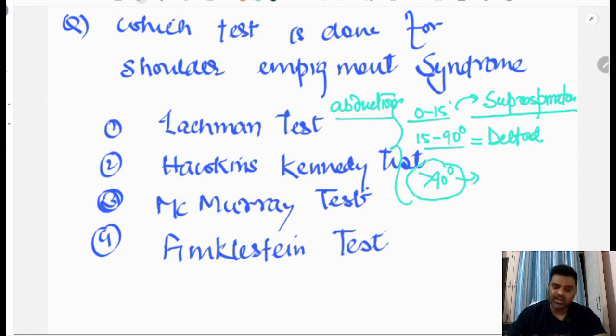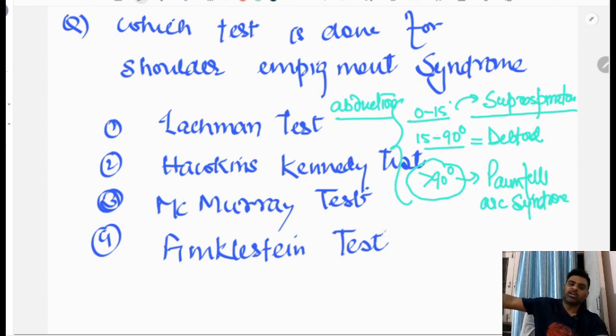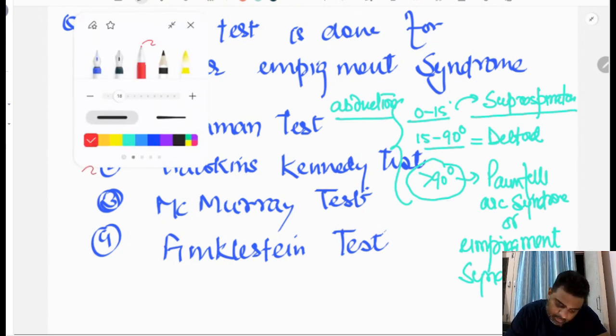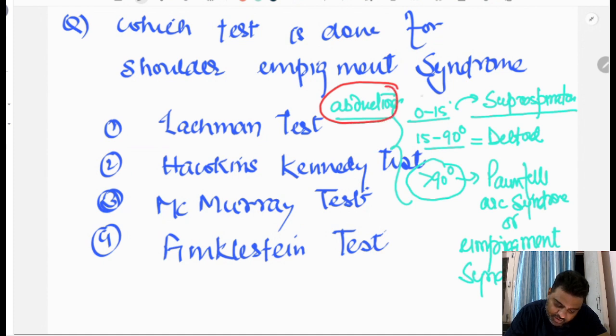And if it is more than 90 degree, if there is pain, that is known as painful arc syndrome. If the patient is abducting more than 90 degree and there is pain, that is known as painful arc syndrome because the patient is not able to make the complete arc, or it is also known as impingement syndrome, because questions have been asked in both forms. Now, if the patient is not able to abduct the arm between 0 to 15 degree, that means he is not able to initiate abduction. That means there is a complete tear of supraspinatus.